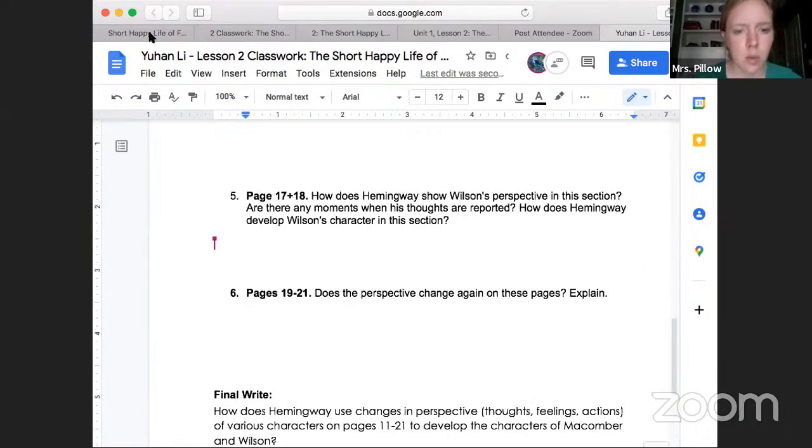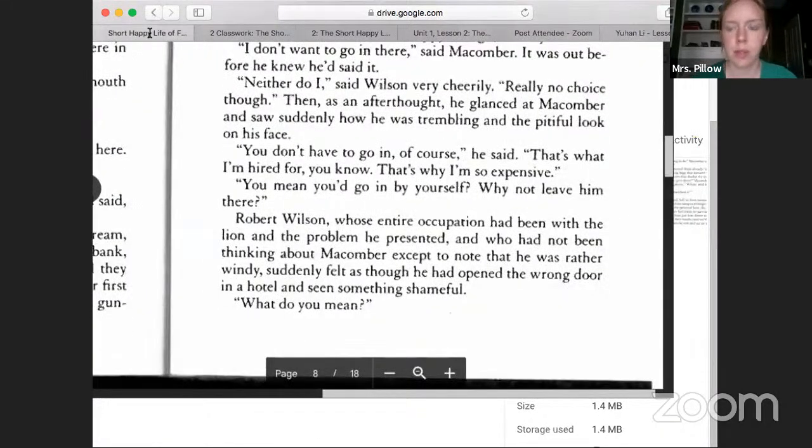All right, do you see where we get Robert Wilson's perspective? Yes. Can you read it for us? Like, from where? Like, the last paragraph? Yeah. Robert Wilson, whose entire occupation had been with science, the problem he presented and who had not been thinking about McCumber, except to note that he was rather windy, suddenly felt as though he had opened the wrong door in the hotel and seen something shameful.